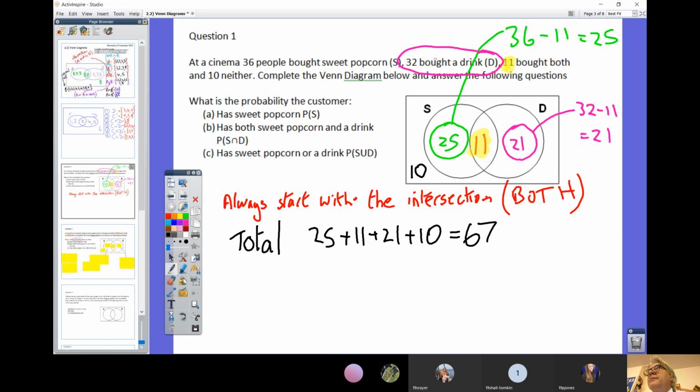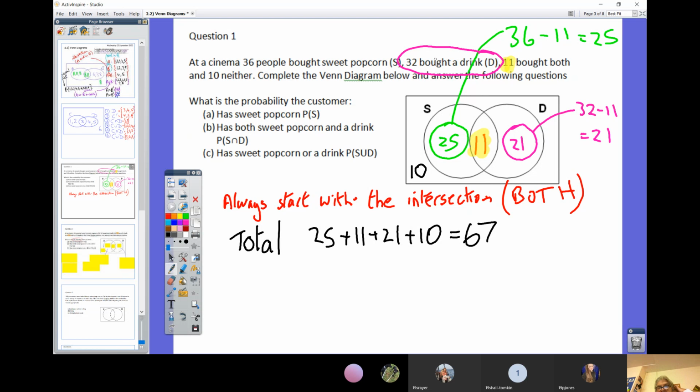Right, Lucy, what's the answer? Why do I get a different answer? The intersection bit? Yeah, exactly. Lucy's right. If you added those numbers up at the top, you'd be double counting some people, because some people bought the popcorn and some people bought drinks. So you've got 11 people at the top who are included twice in that opening list.